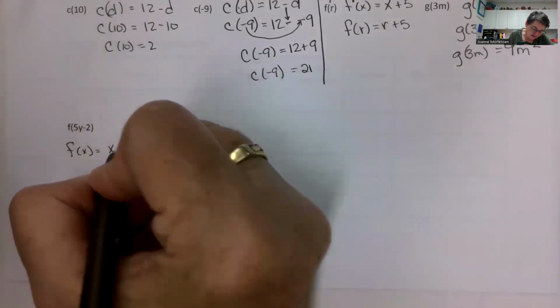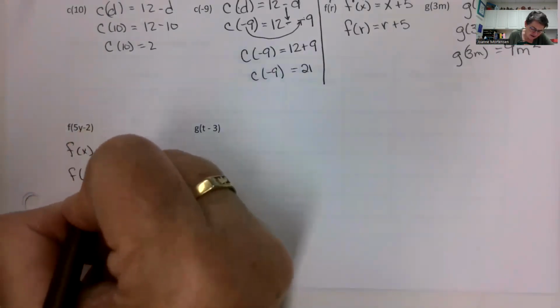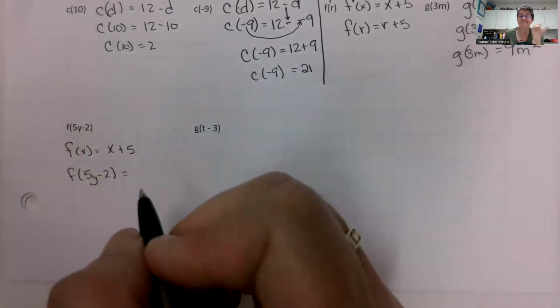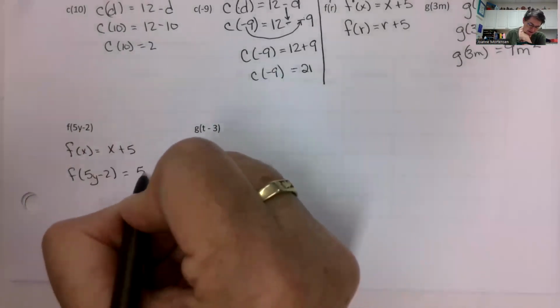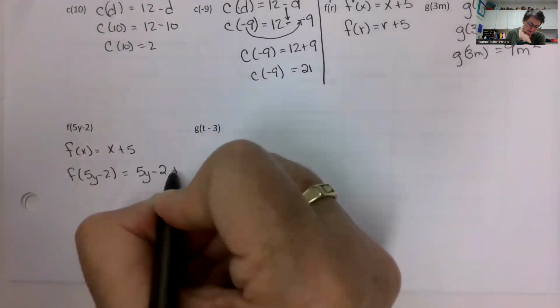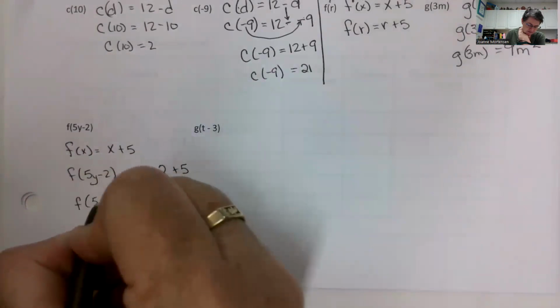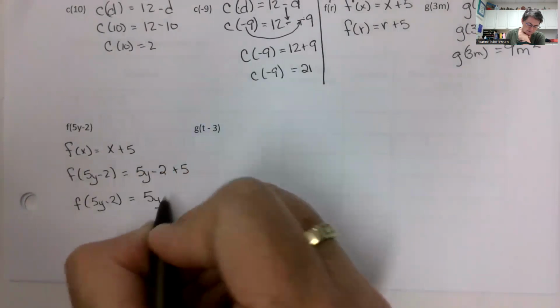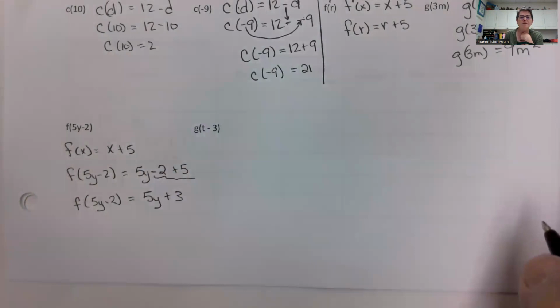F at x is equal to x plus 5. F of 5y minus 2. All right. Everywhere I see an x, I'm going to write 5y minus 2 plus 5. Bring that part down. F of 5y minus 2 is equal to 5y. Can I put those together? Plus 3. Can I put those together? No, they're not like terms, so we're done.